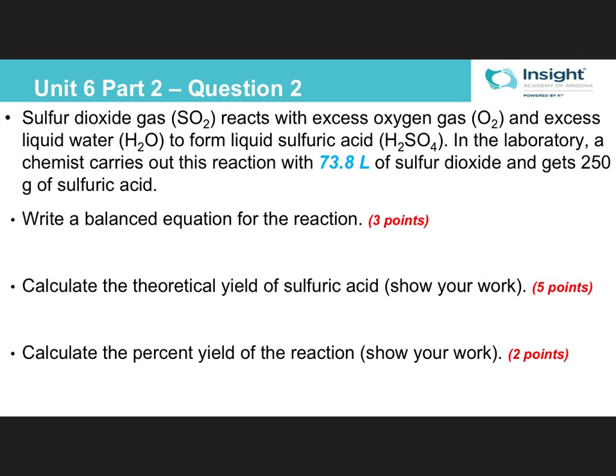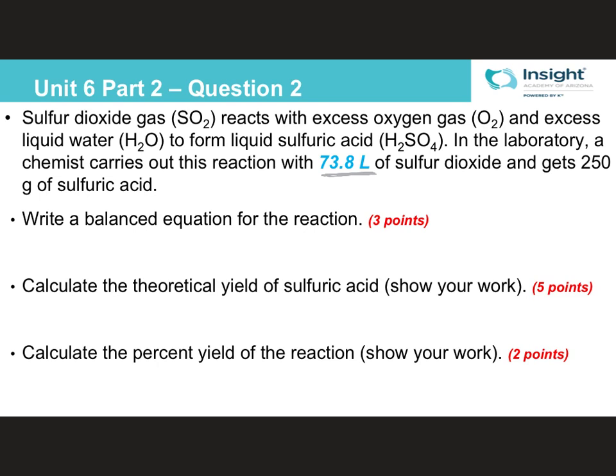Question 2 is sulfur dioxide gas reacts with excess oxygen gas and excess liquid water to form liquid sulfuric acid. In a laboratory, a chemist carries out this reaction with 73.8 liters of sulfur dioxide and gets 250 grams of sulfuric acid. So this one I did select a different number than you're going to see on your test. So I will do this one completely. You just got to do it. Show me your work for your problem when you do yours.